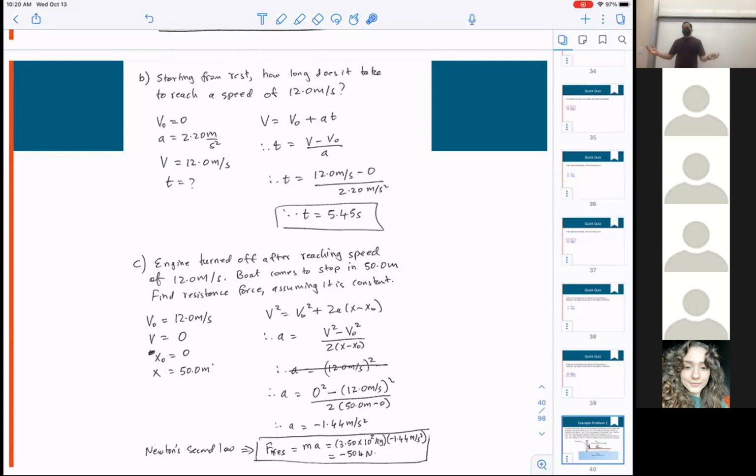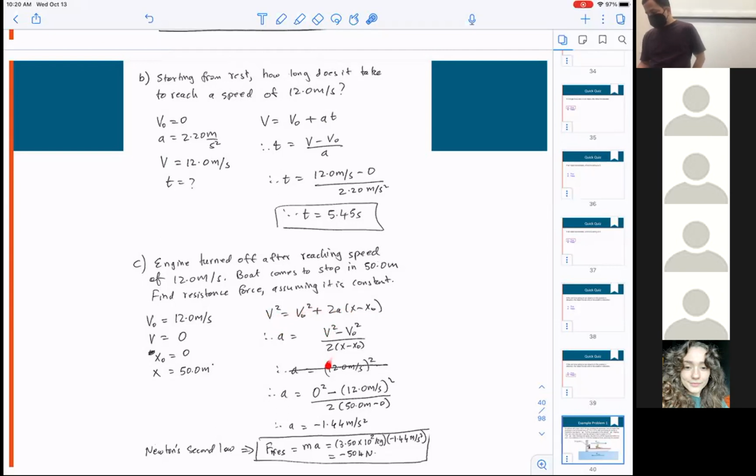So the strategy here is that the first part is just like your Physics 1, because you know your initial velocity is 12 meters per second, your final velocity is 0, your initial position you can set to be 0, and your final position is 50 meters. You can use this information to solve for the acceleration. What must the acceleration have been for it to come to a stop 50 meters later? So I can use this equation again and solve for the acceleration.